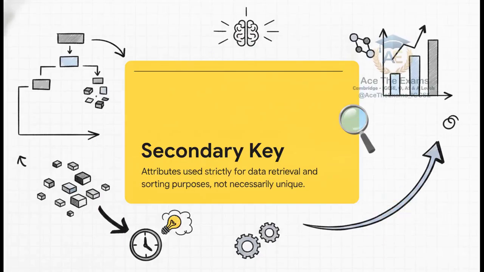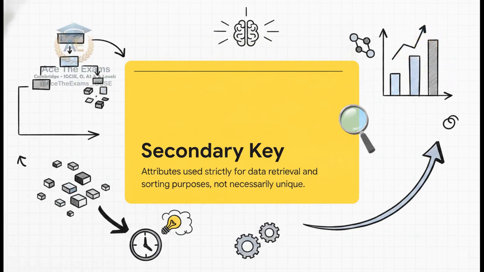And finally, we have the secondary key. This is an attribute or combination of attributes used strictly for data retrieval and sorting purposes, and crucially, it is not necessarily unique. This is a massive opportunity for you right here. This is a brilliant chance to make those cross-topic connections that examiners absolutely drool over.